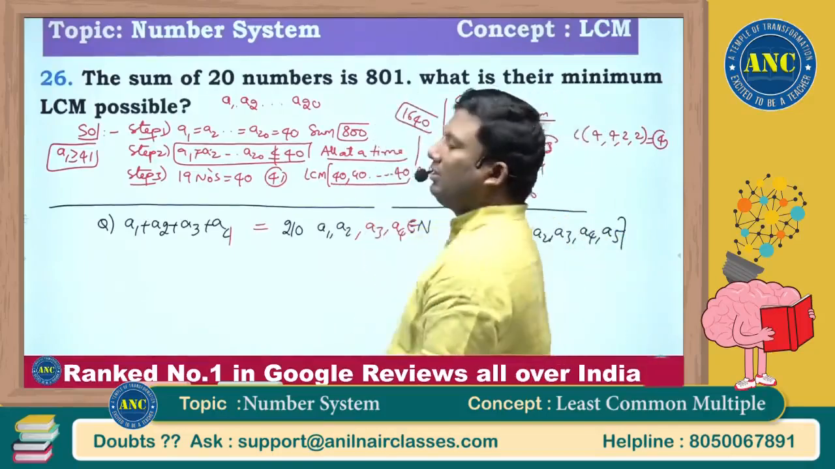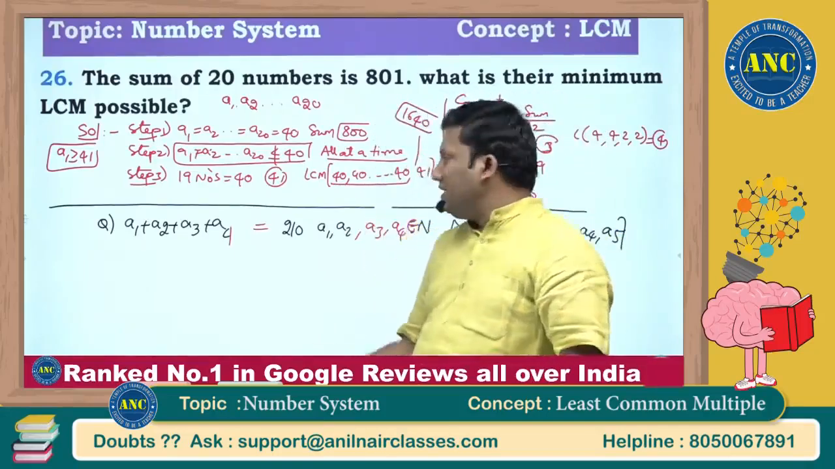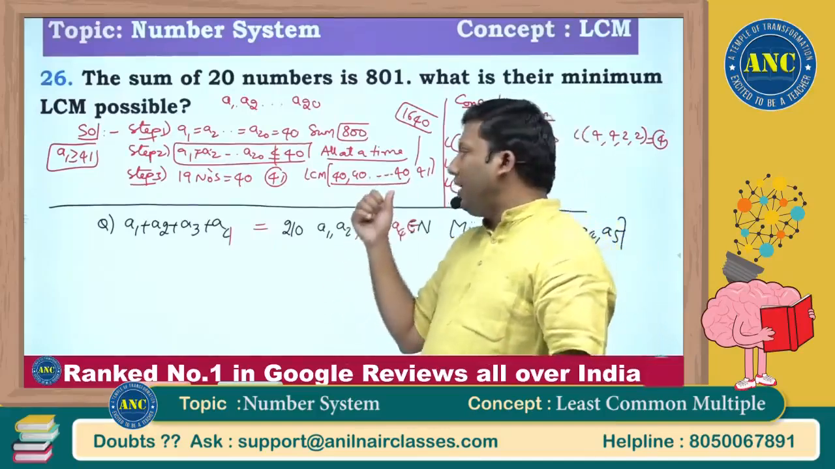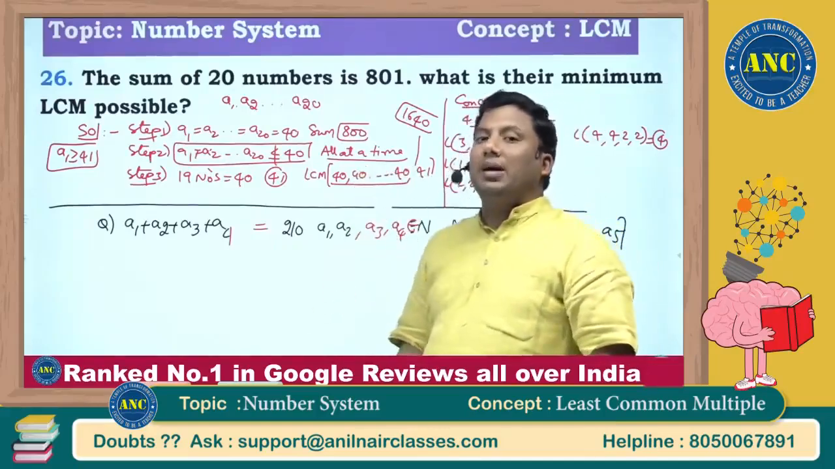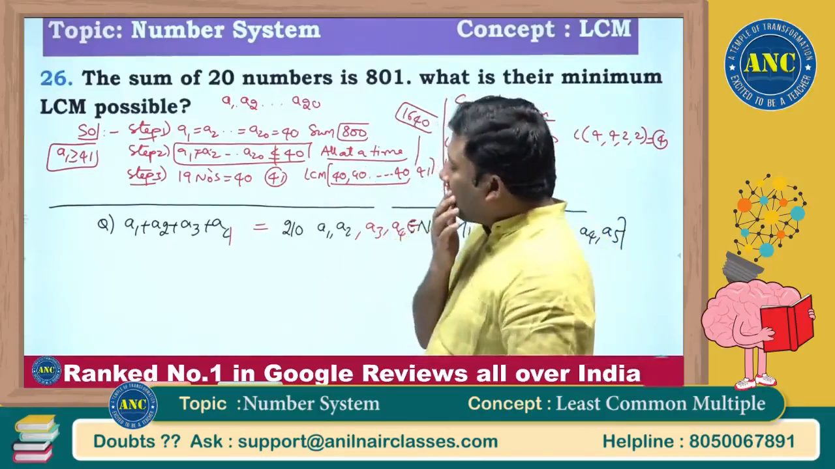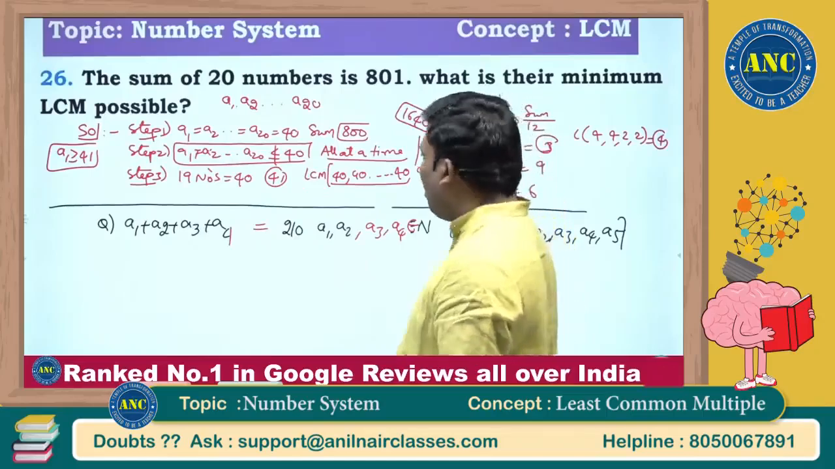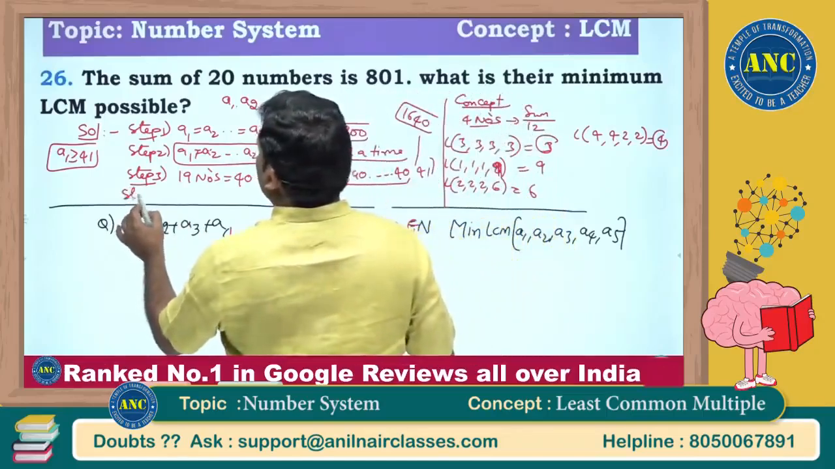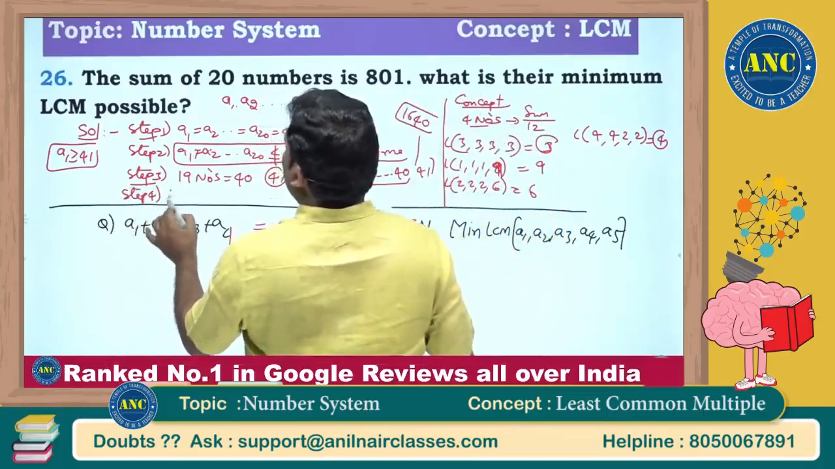But I want the minimum LCM. Because 41 is a prime number, it is getting multiplied. 40 and 41 are co-prime numbers. LCM of co-primes, it is not possible. So let me take 19 numbers.